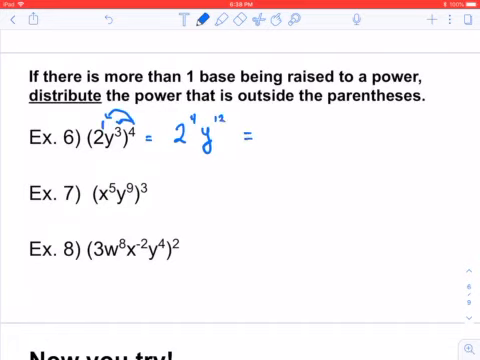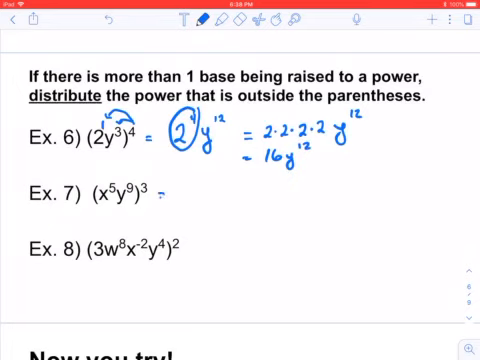Sometimes with something like this, you'll see it worked out as well. You'll see the number part worked out, because we could work that number part out. So you'd have 2 times 2 times 2 times 2, and then y to the 12th. Well, that's going to give us 16 when you're all done, y to the 12th.